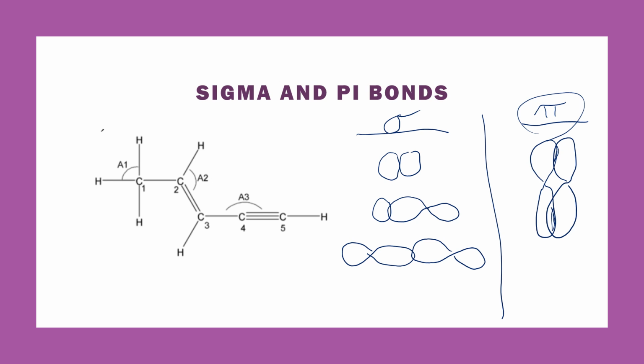When you're counting sigma bonds, you want to count each bond as having at least one sigma bond. So you'll have 1, 2, 3, 4, 5, 6, 7, 8, 9, 10 sigma bonds in that giant molecule there, because you count every single bond once. For pi bonds, you'll count the double and triple bond. Each double bond is 1, so there's 1 pi bond there, and there are 2 pi bonds in the triple bond. So in this molecule, there are 3 pi bonds total.